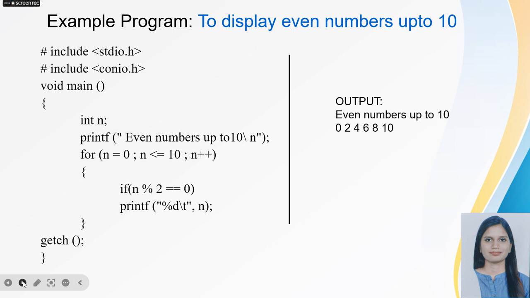Example program to display even numbers up to 10. #include <stdio.h>, #include <conio.h>. These are the header files. void main function, int data type, and i is a variable. printf "even number up to 10". For loop: initialization i = 0, condition, and i++ increment. Condition check: if the condition is true, then printf "%d". Display output, even numbers up to 10: 0, 2, 4, 6, 8, 10.